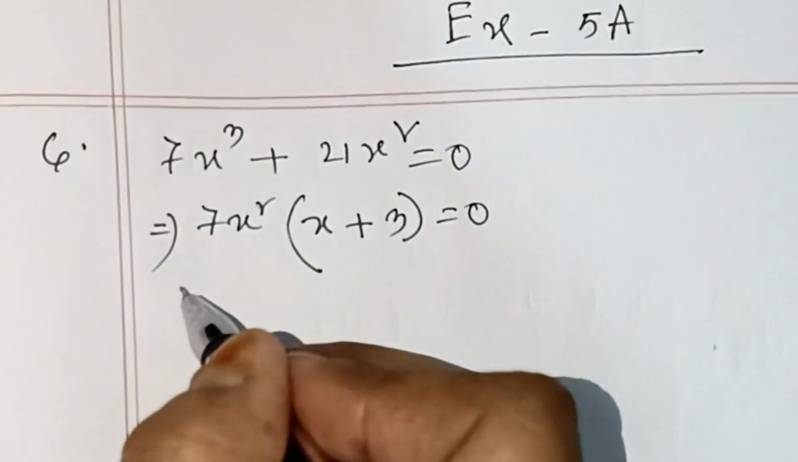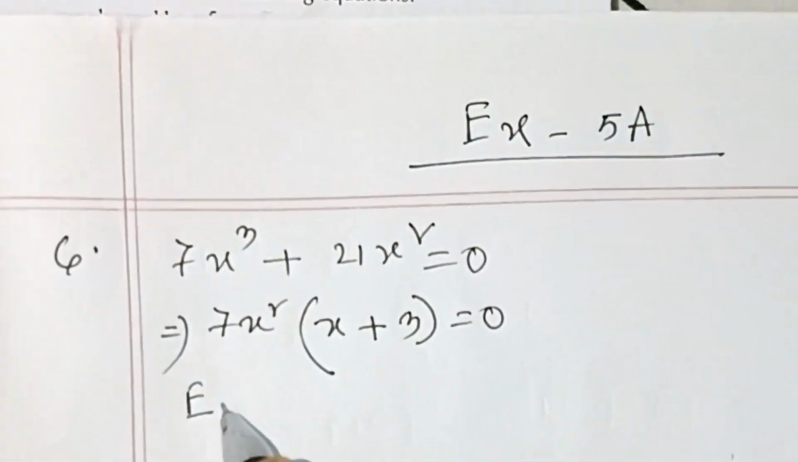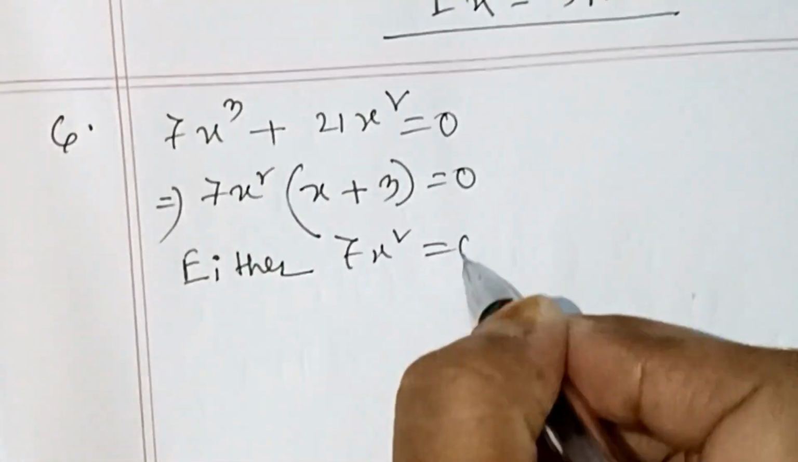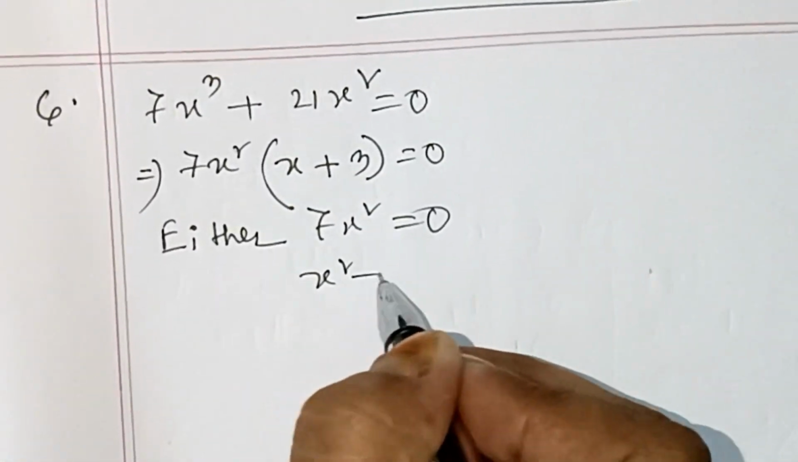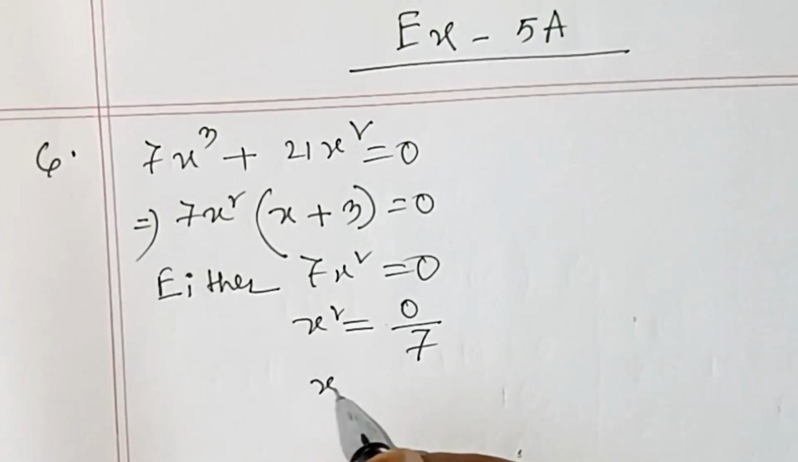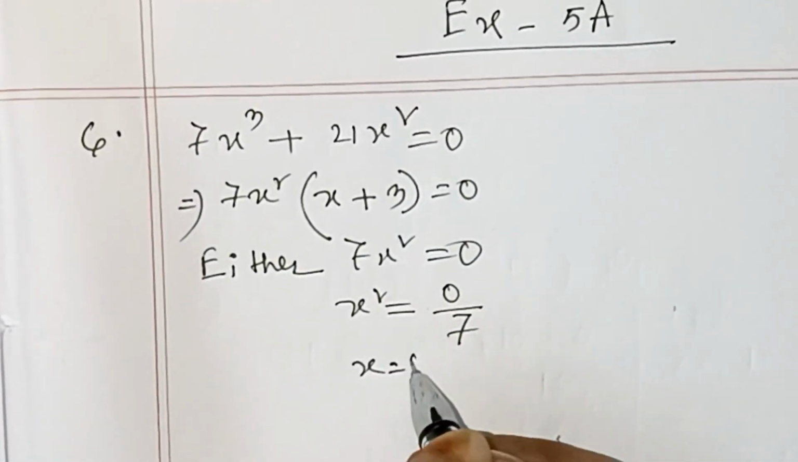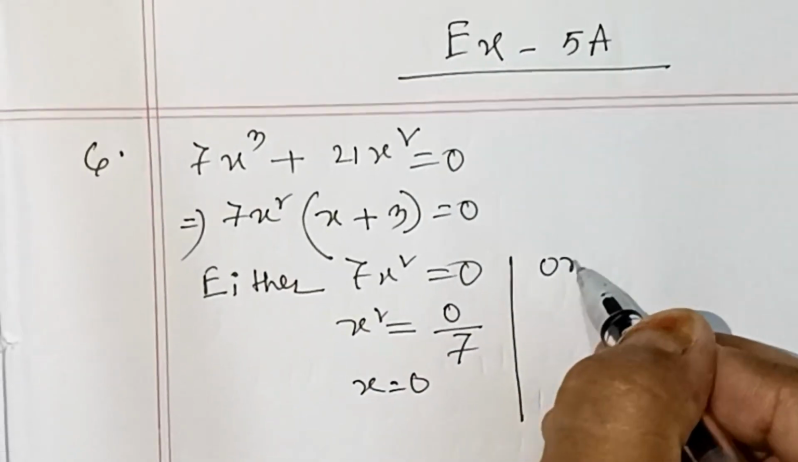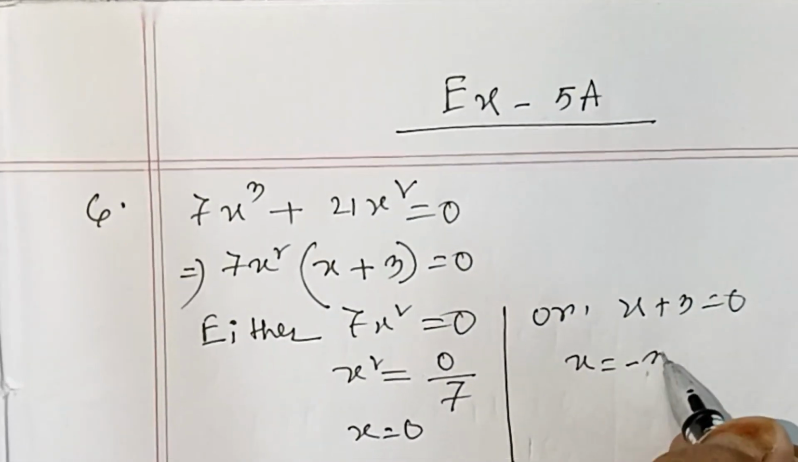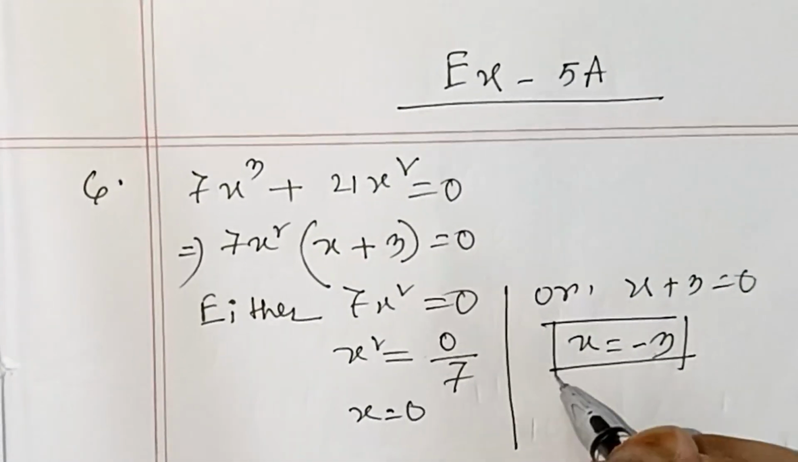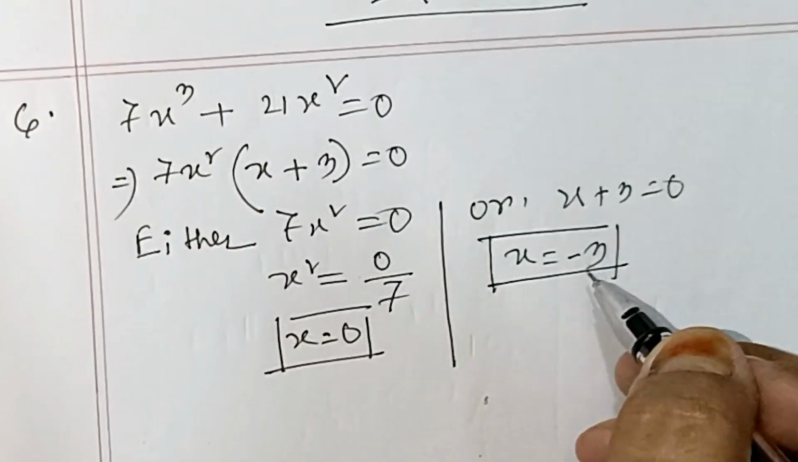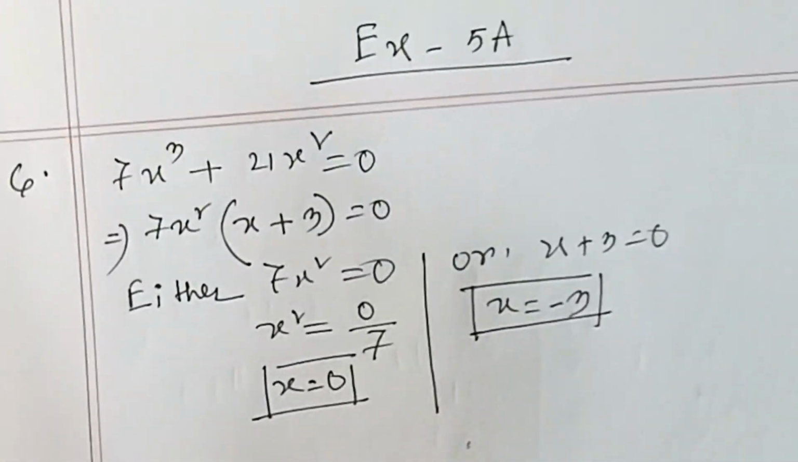That's it. So this is the product rule, so that means either 7s square is equal to 0, so s square is equal to 0 divided by 7, that means 0, or s plus 3 is equal to 0, so s is equal to minus 3. So two solutions here, s is equal to 0 and s is equal to minus 3. That's it. So simple.